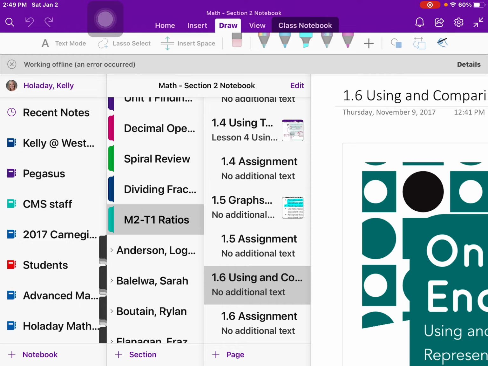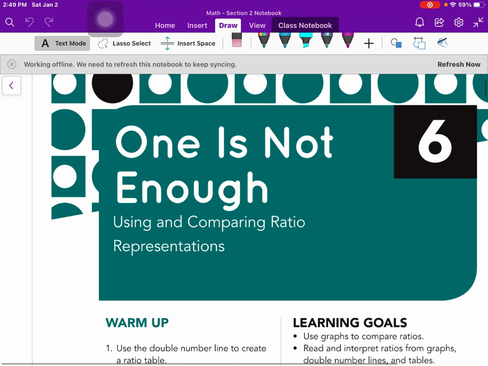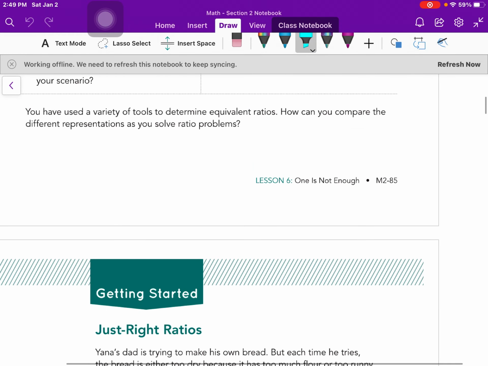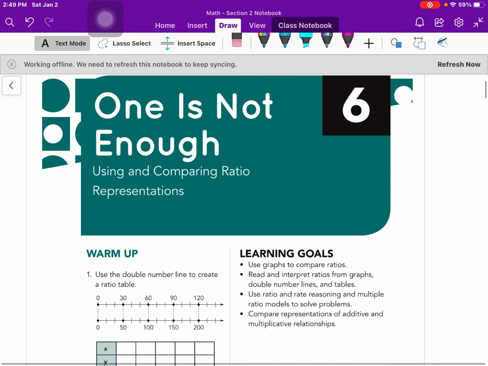Just a reminder, if you're working in OneNote, we're in the M2-T1 ratios tab. You're looking for the one labeled 1.6, using and comparing ratio representations. It's titled 1 is not enough. If you're working in the textbook, I need you to find M2-85 to follow along from there. All right, let's get going.